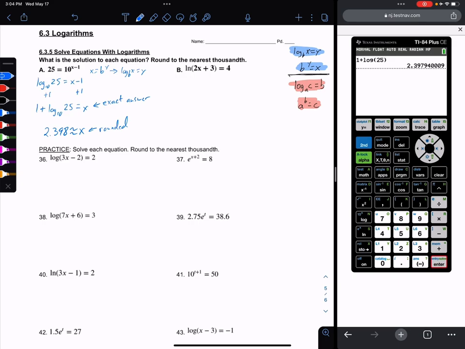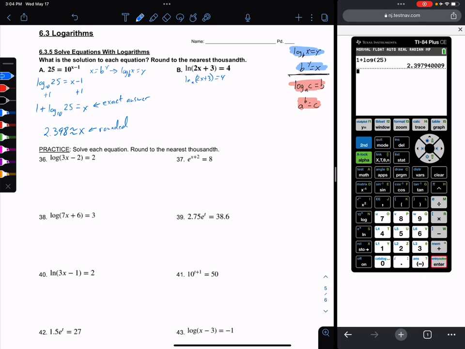In part B, we have the natural log of 2x plus 3 equals 4. This is the opposite form now. We have the log form written out. You do want to remember that with natural log, you're looking at a base of e. So we have 2x plus 3 is equal to 4, and what we can do is rewrite this.